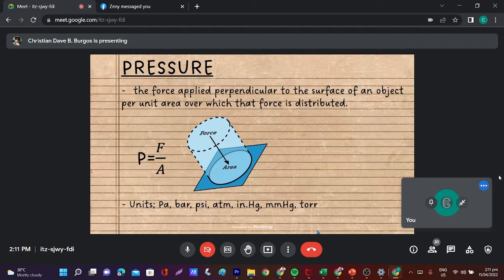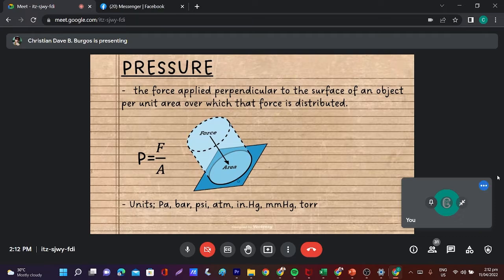The first topic that we will discuss is pressure. By definition, pressure is the force applied perpendicular to the surface of an object per unit area over which the force is distributed. So, the formula is P equals F over A. In this diagram, assuming that it's a cylinder being pushed and experiencing force, it will hit the plate here, and then this plate is experiencing pressure.